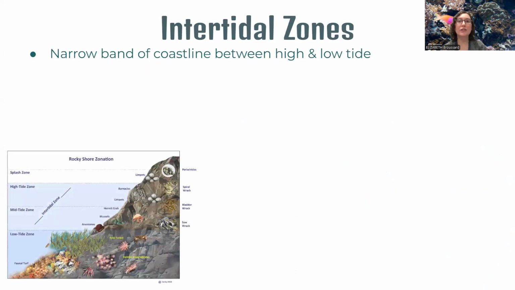Intertidal zones, I think this might be our last or second to last one. These are going to be coastlines when we have high variation between high tide and low tide. So usually compared to a coral reef, which is below the water surface, intertidal zones are going to be along coastlines, especially coastlines that have a steep slope or incline.